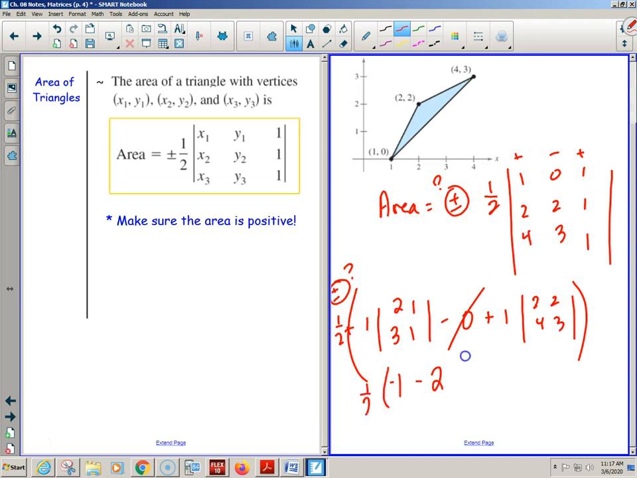And then I have a little 1/2 chillin', and I have this plus minus question mark thing. This ends up being negative 3 over 2. But guys, is area ever supposed to be negative?